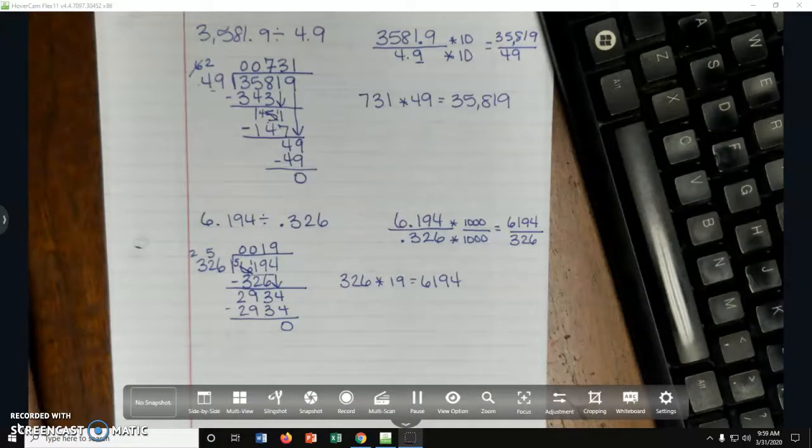I hope that helps clear up any questions that you have on lesson 14. Super easy. Just make sure you're clearing out that divisor, multiplying by powers of 10: 10, 100, or 1,000. And as always, if you have any questions, make sure to reach out.